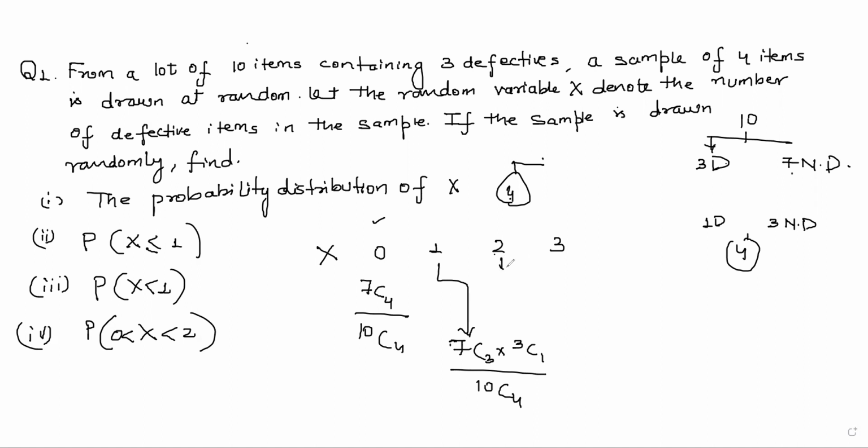Now this one, second. 7C2 into 3C2 by 10C4. This one, 3. 7C1 into 3C3 by 10C4. Very good. Okay, so you can calculate this. Now, please try this one. Tell me the probabilities. Okay. And it is better if you do the calculation.